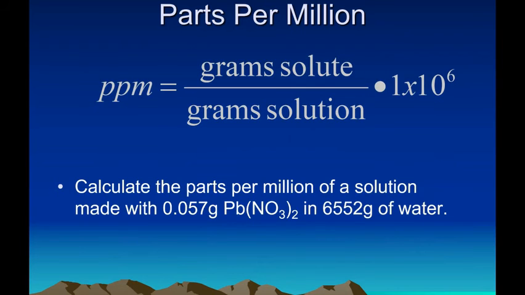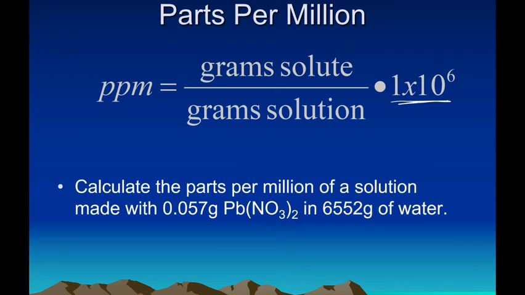So the first thing that you're going to do is you have parts per million equals grams of solute divided by grams of solution times 1 times 10 to the 6. So remember, I said parts per million, and per million is 1 times 10 to the 6. So that's where we get the 1 times 10 to the 6 right here. And really, we're looking at it in the part divided by the whole. The grams of the solute divided by the grams of the solution.